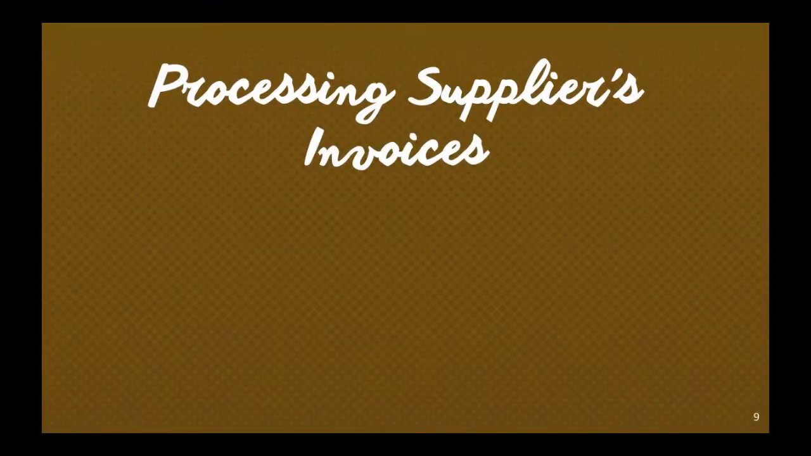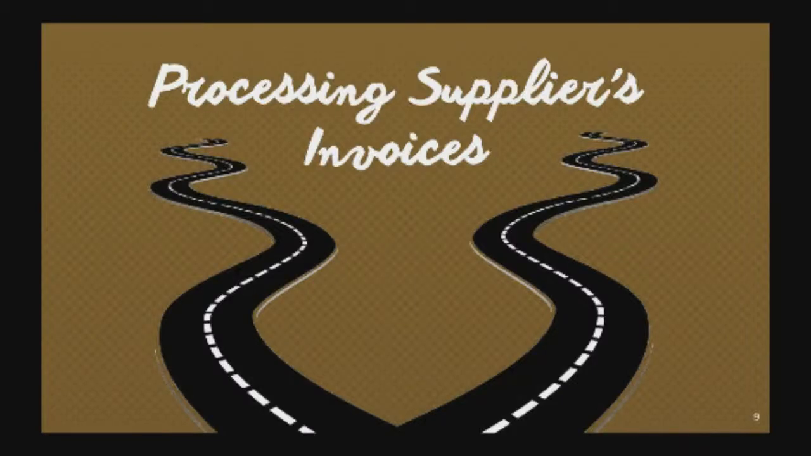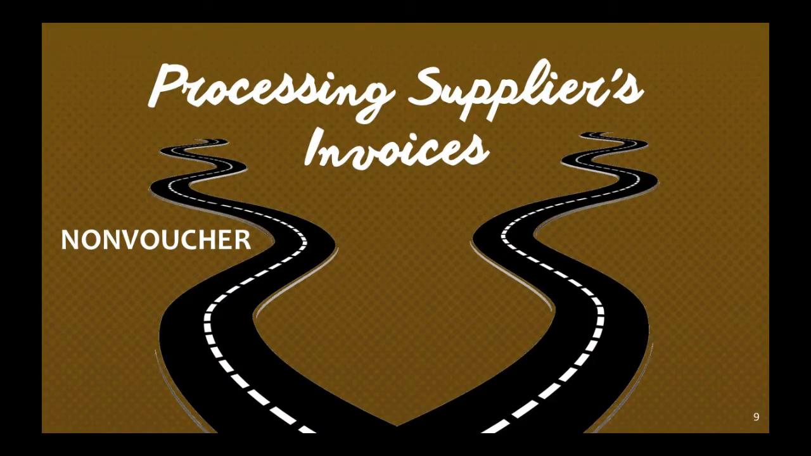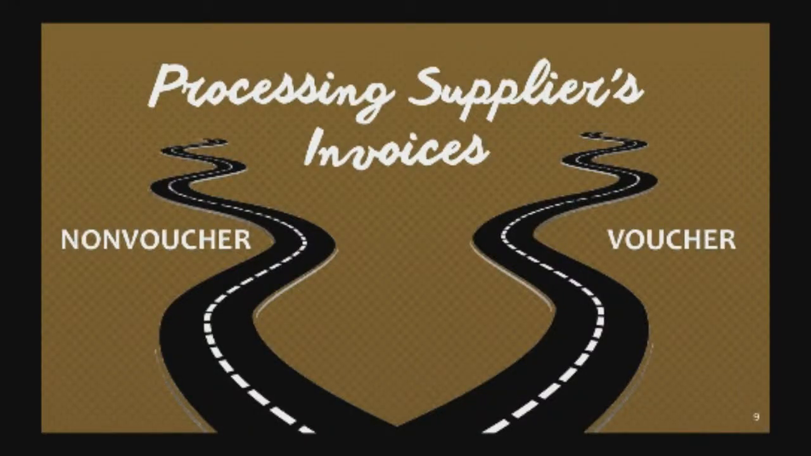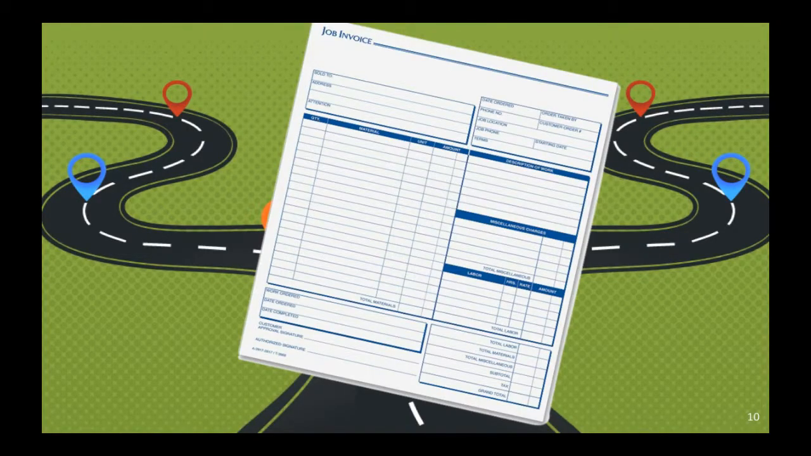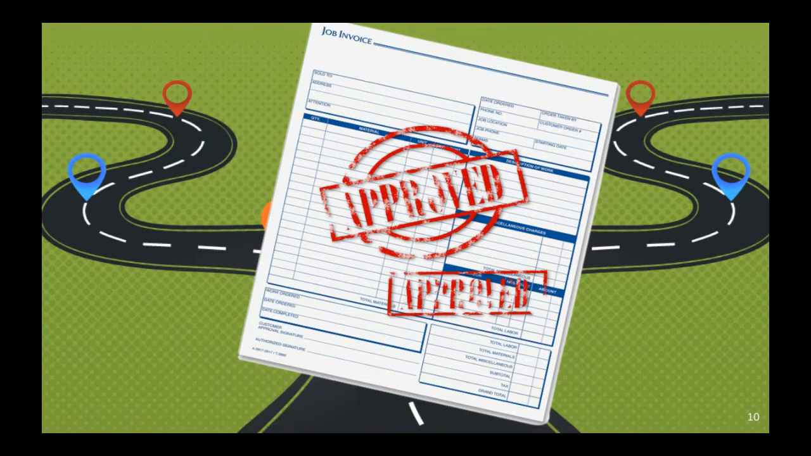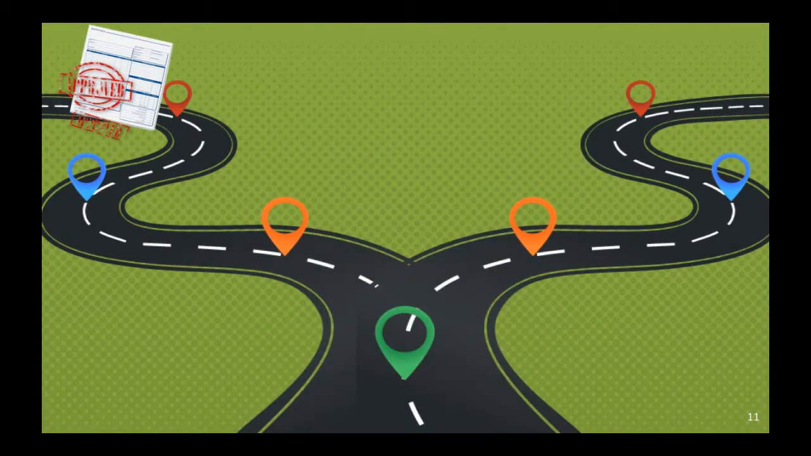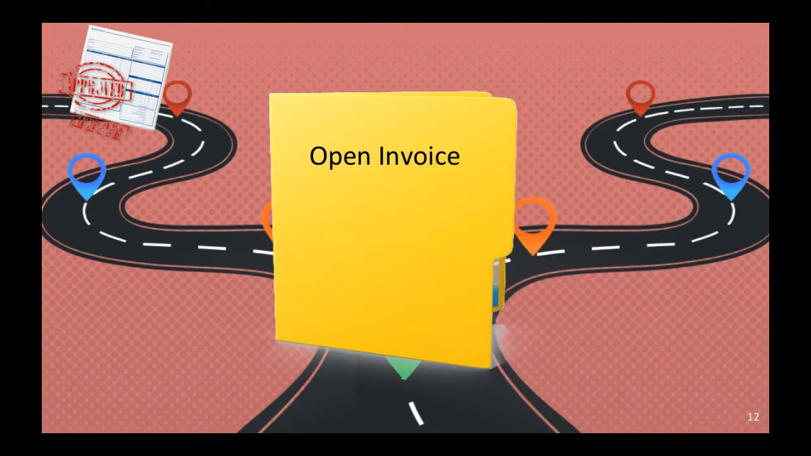There are two ways to process supplier invoices: non-voucher and voucher. For the non-voucher, first, the approved invoice is posted to individual supplier records in the accounts payable file. This is stored in an open invoice file.